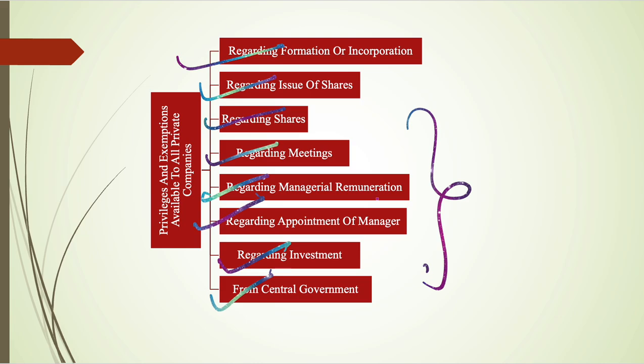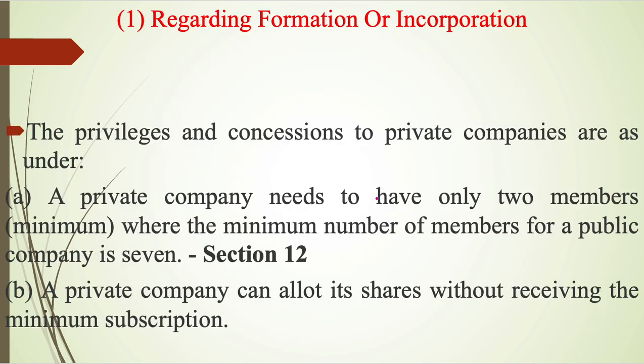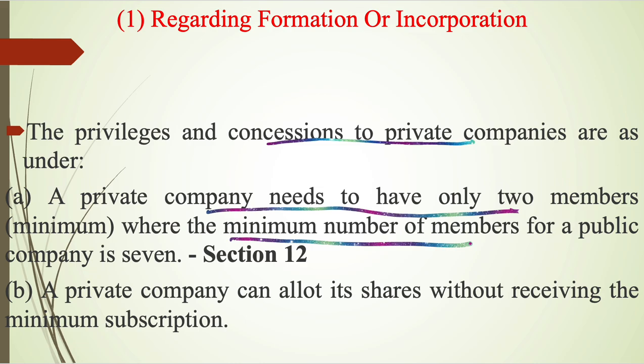So first one is regarding formation or incorporation of private companies. The privileges and concessions to private companies are as under. First one is a private company needs to have only 2 members minimum, whereas the minimum number of members for a public company is 7. This criterion is defined under section 12 of the Companies Act. So there are only 2 members required to form a private company.